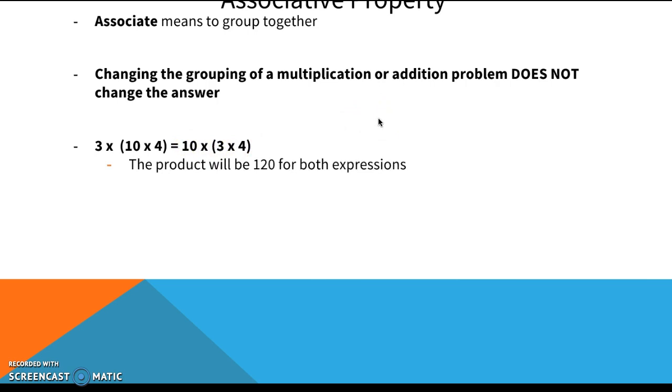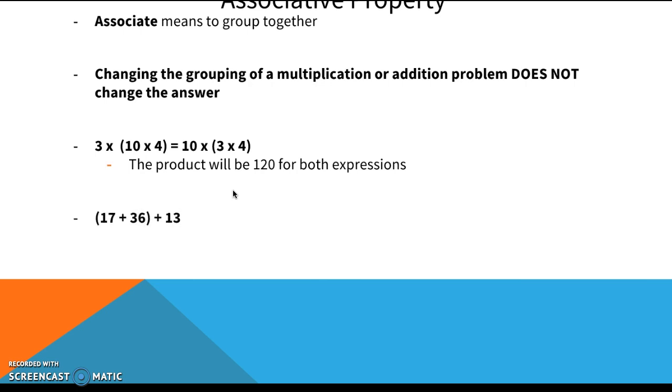All I did is flip which two numbers were in the parentheses. Now, we're also changing the order because we're flipping the 3 times 10 to 10 times 3, but the most important thing that we're changing is the grouping. So we're changing the grouping, and we still get the same product.